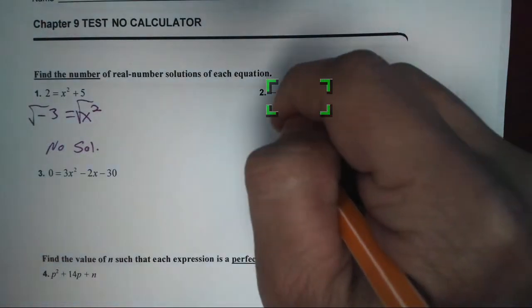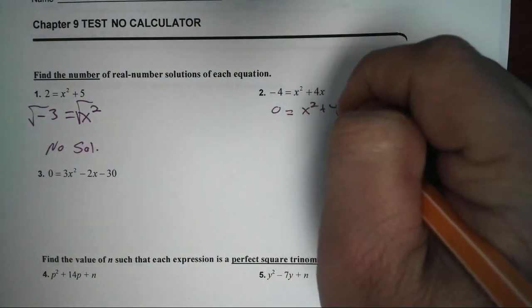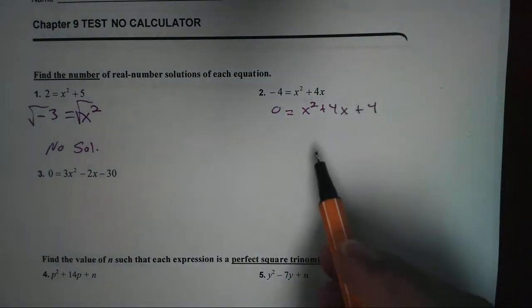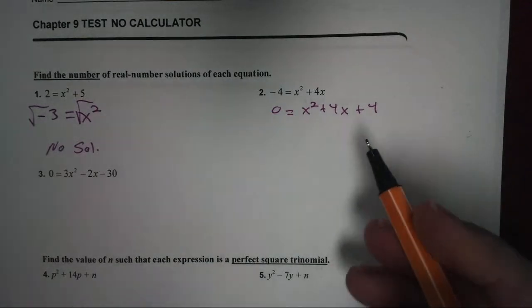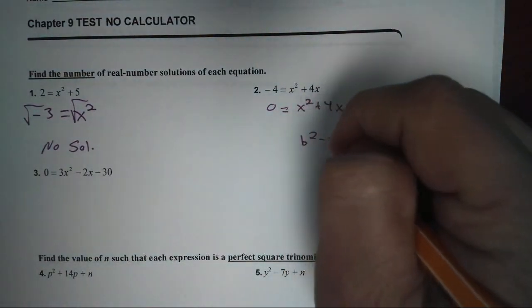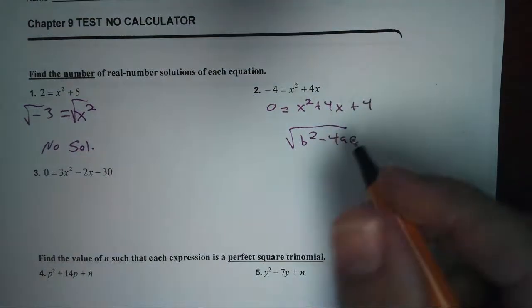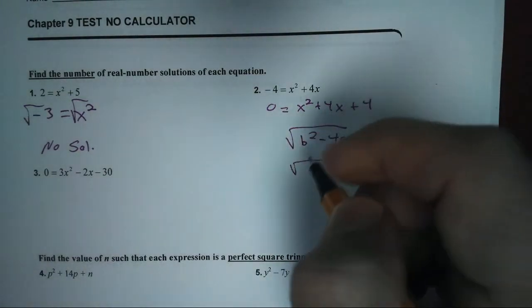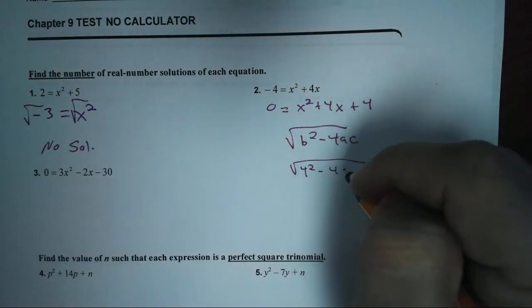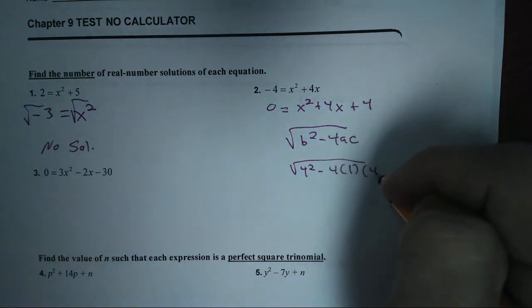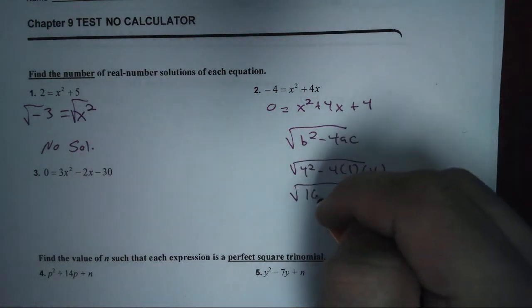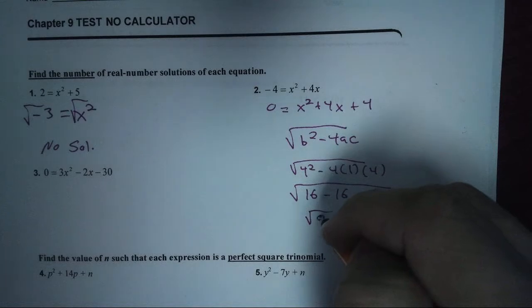Number 2, we have x squareds and x's in the same problem. So when you have them in the exact same problem, you have to get your equation equal to 0. So we make this equal to 0. We add 4 to both sides. Once we have x squared plus 4x plus 4, we would use the discriminant formula of b squared minus 4ac. So b squared would be 4 squared minus 4 times a, which is 1, times c, which is 4, which would give me 16 minus 16, which is 0.